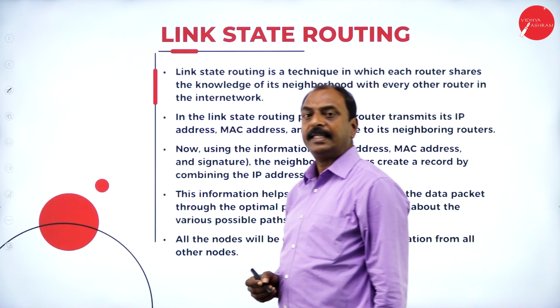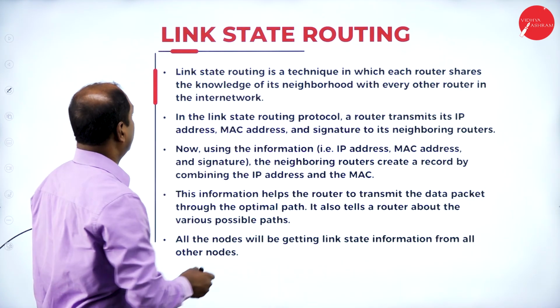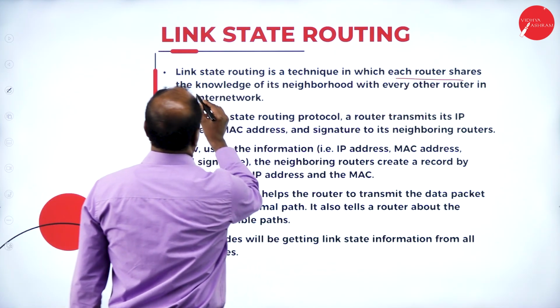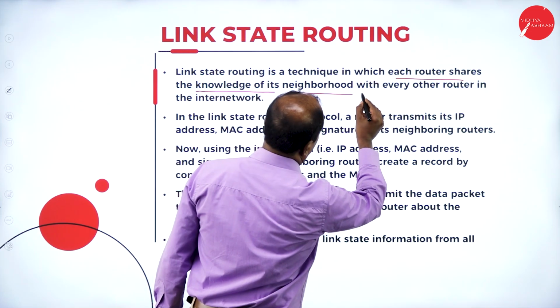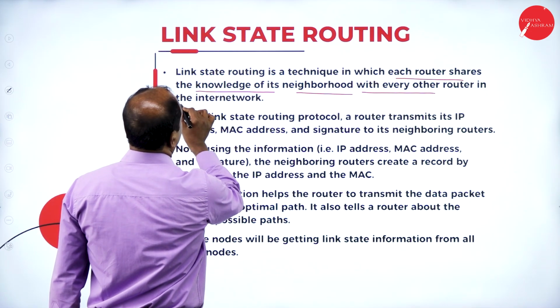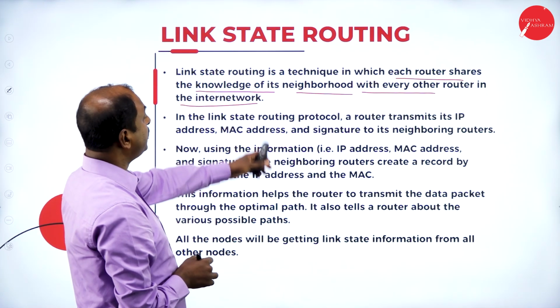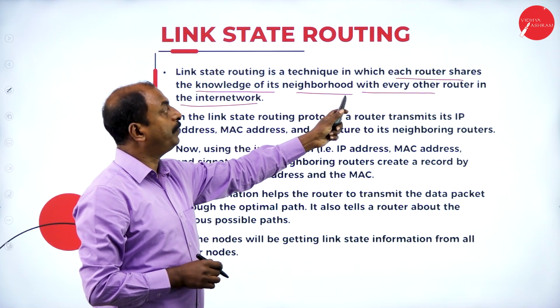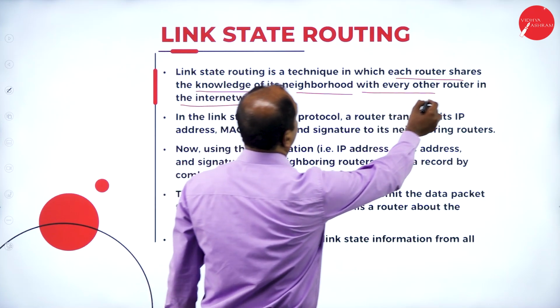So what is link state routing here? Link state routing is a technique in which each router shares the knowledge of its neighborhood with every other router in the network. So the meaning here is each router shares the knowledge of its neighborhood, only the neighborhood, with every other router in the internet network.